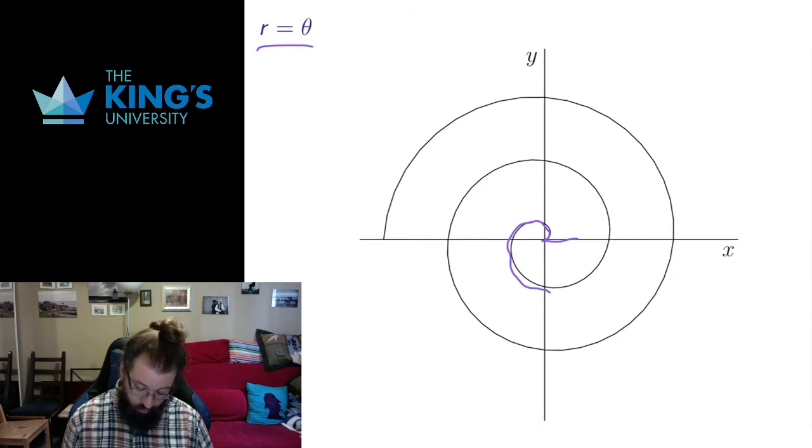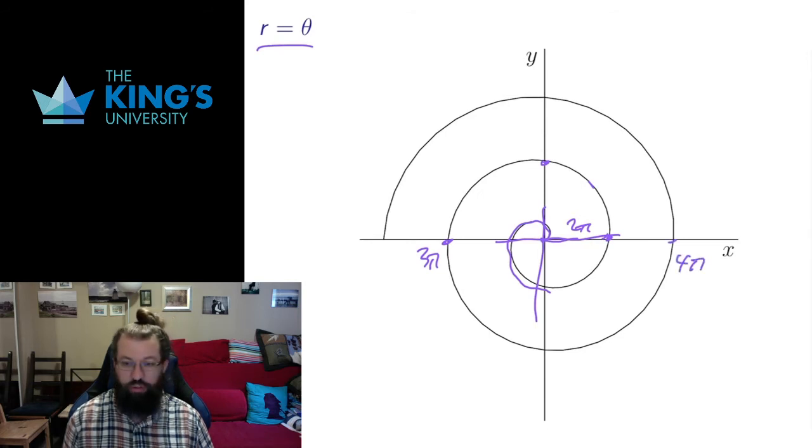So we have angle 0, angle pi over 2, angle pi, angle 3 pi over 2, angle 2 pi. So this distance has to be 2 pi, and then I can keep going with higher angles, angle 5 pi over 2. So as the angle goes around, the radius is increasing at the rate of the angle. So this is going to be 3 pi out, this is going to be 4 pi out, and all of those distances happen when the angle to the positive x-axis is exactly the same.